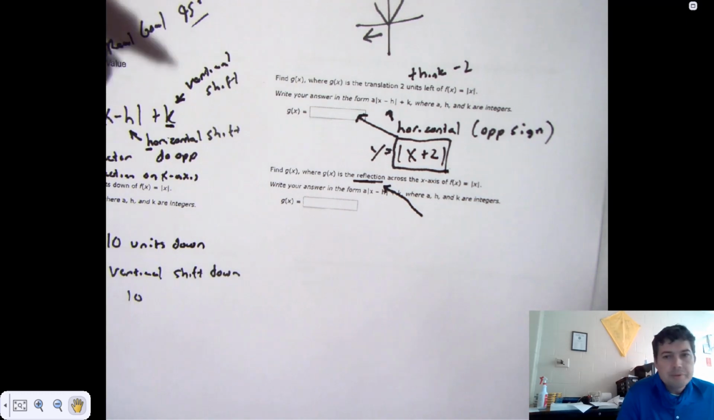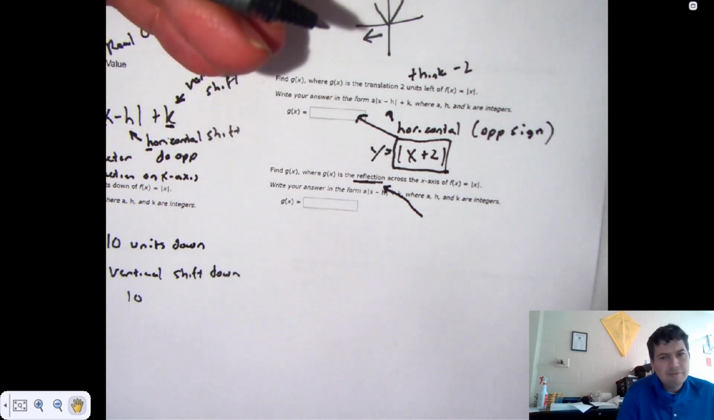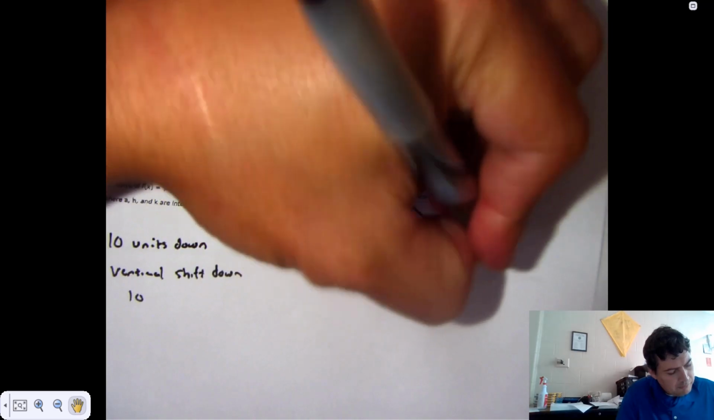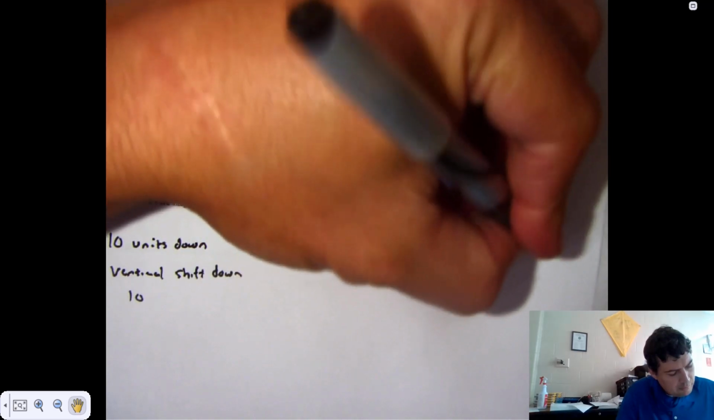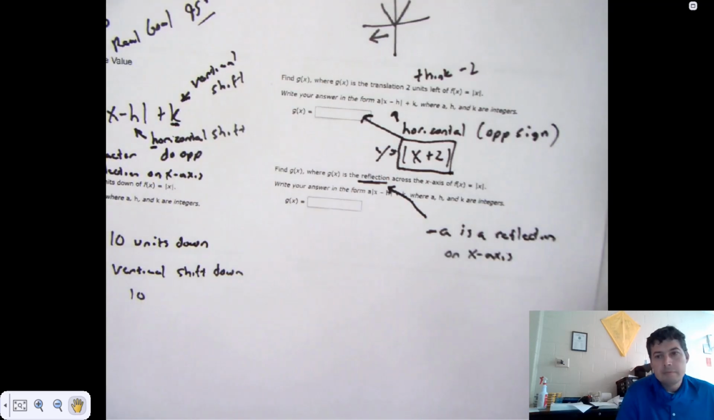Scan back on your notes. I talked about it yesterday and I talked about it earlier, not 5 minutes ago. A negative a is a reflection on the x-axis. That's what it is, okay?